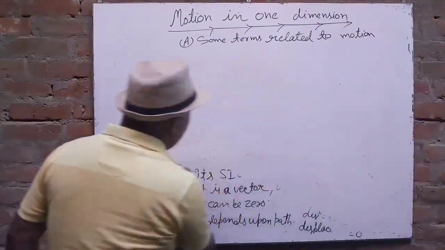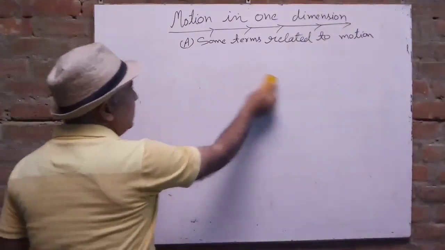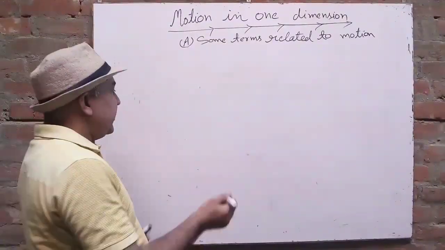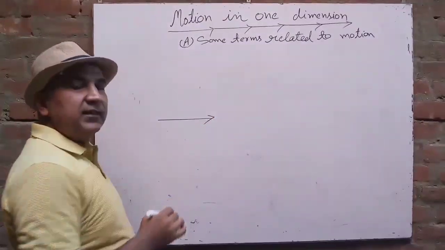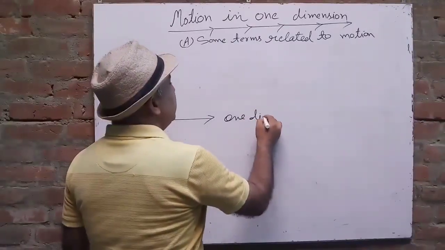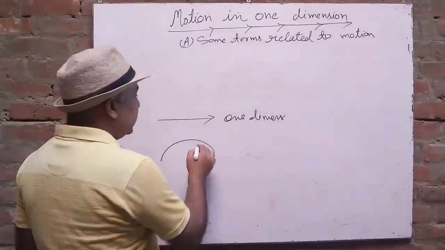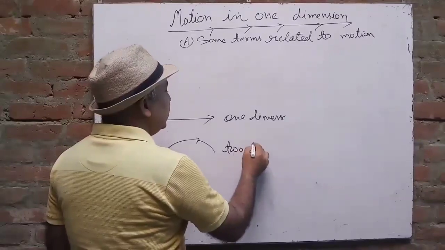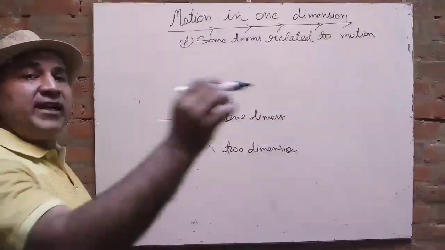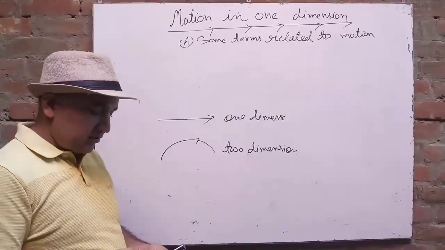In this whole chapter, you have to study motion in one dimension. Are you understanding what is the meaning of it, motion in one dimension? Actually, when one object is moving on a straight path, then that will be called motion in one dimension. And if the object is moving on a curve, then that type of motion is called motion in two dimension. And if the object is moving in air, in space, then that will be called motion in 3 dimensions. Is this clear?